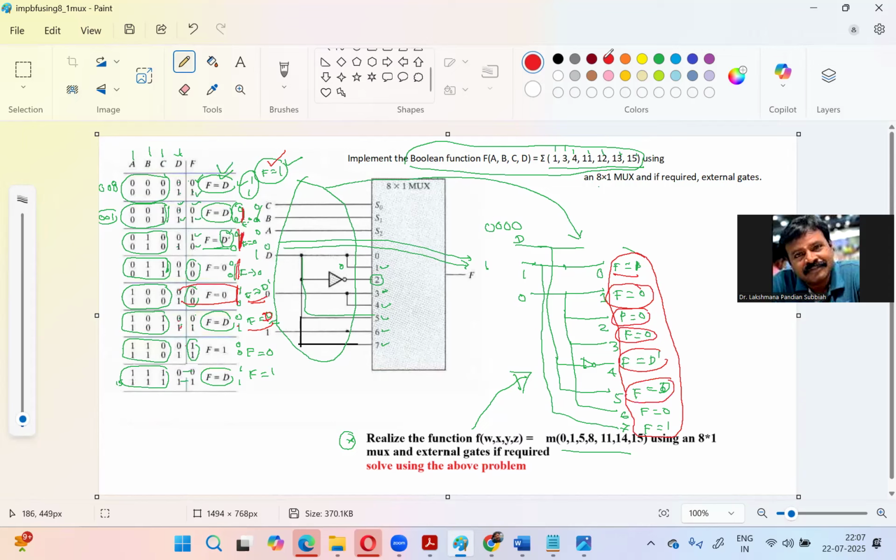And here we are having for 6. Both are 0. 0 means directly you can connect with 0. So that is F equal to 0. Here both are 1. So directly you connect with the line 1. For this particular 7 selection, the line is 1. Then you have to get the 8x1 multiplexer circuit for realizing this function with that number. That's all.